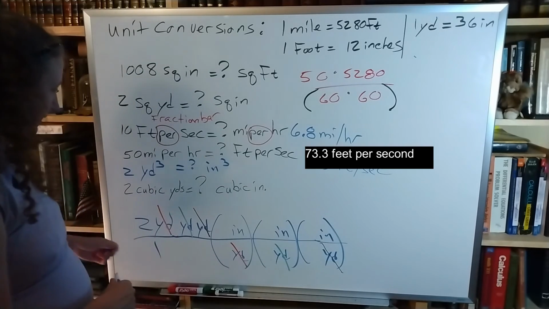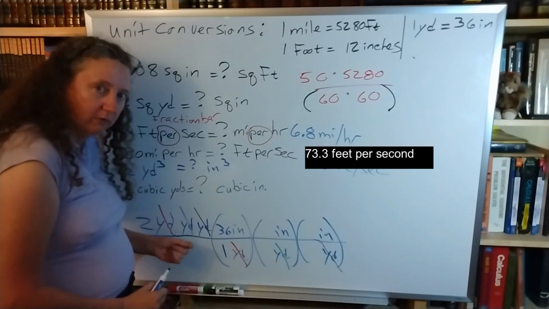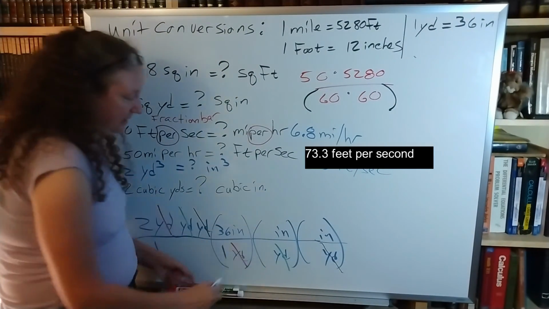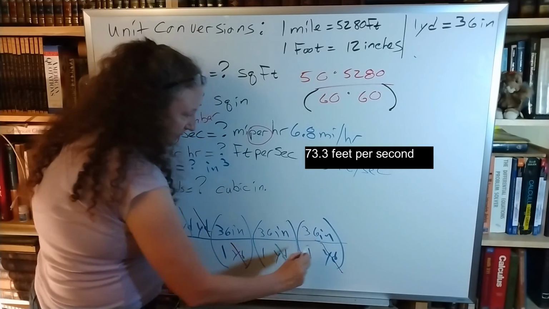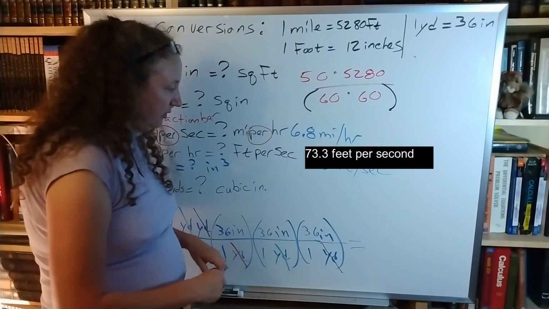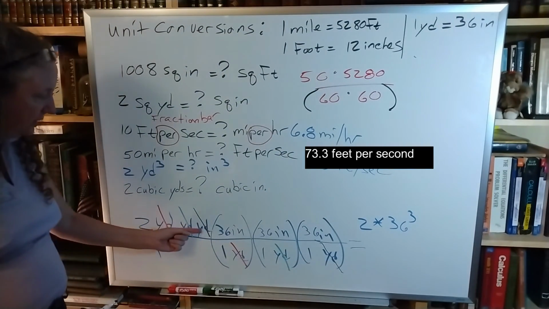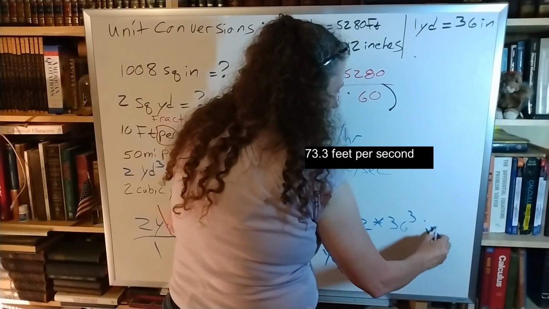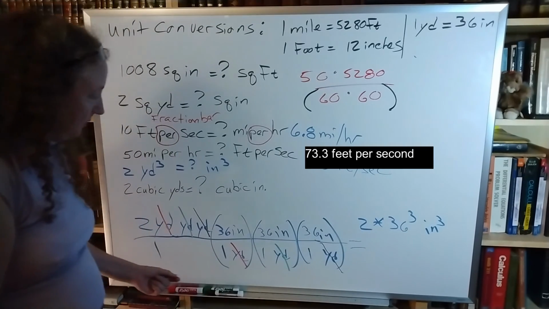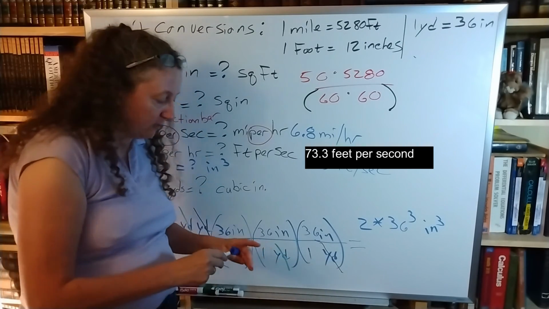I can write my numbers in. 1 yard, 36 inches. So 1 and 36. Put the right number with the right unit. The 1 goes with the yards, 36 goes with the inches. Repeat that over and over. Multiply the top, 2 times 36 times 36 times 36. My units, canceled, canceled, canceled, inches, inches, inches. Multiply the bottom, 1 times 1 times 1 times 1. It's 1. Look at my units, none, canceled, canceled, canceled. Nothing is left on the bottom. I don't need to write a bottom for my fraction.